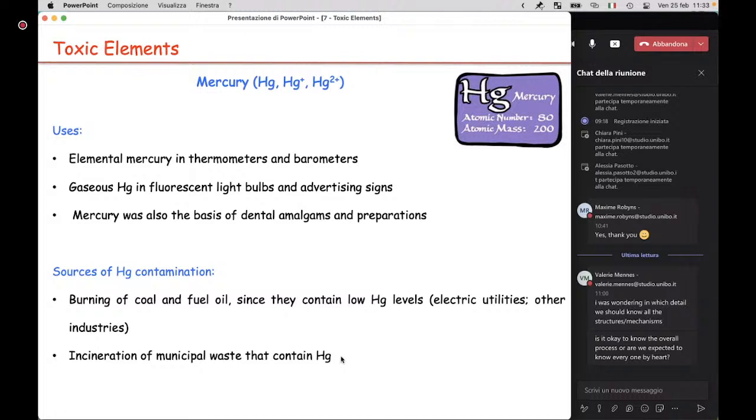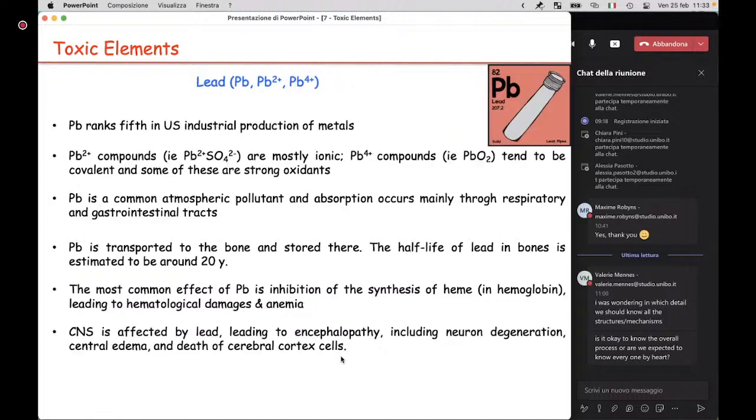Another heavy metal, quite well known for its toxicity, is lead. And contrary to mercury, it is very frequent in industrial manufacturing. It's the fifth most used, most produced metal in industrial manufacturing.